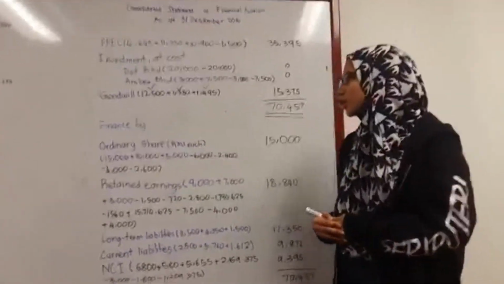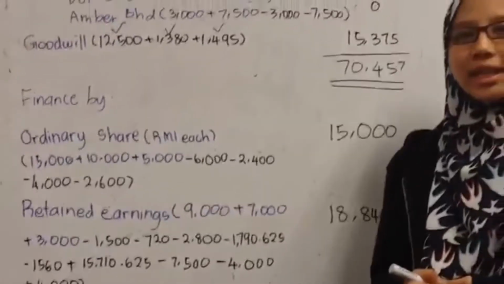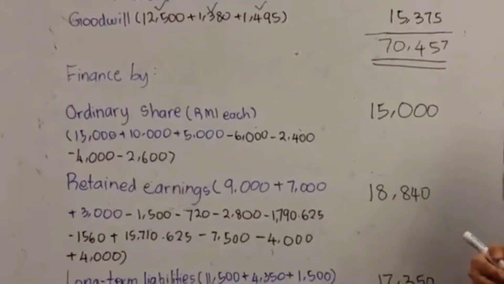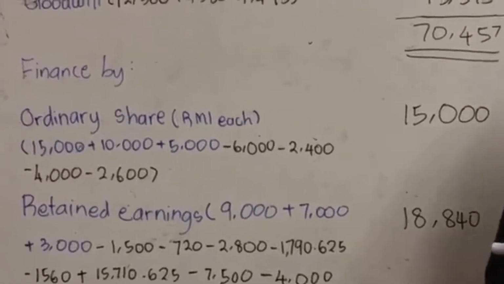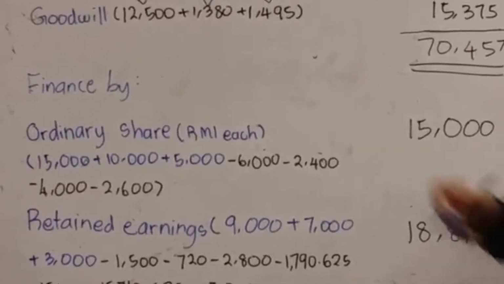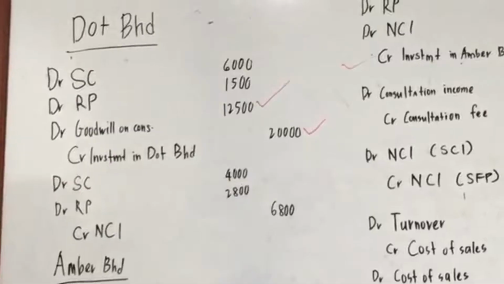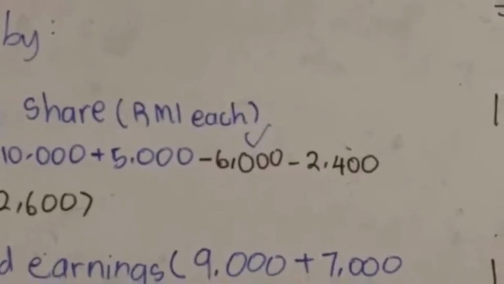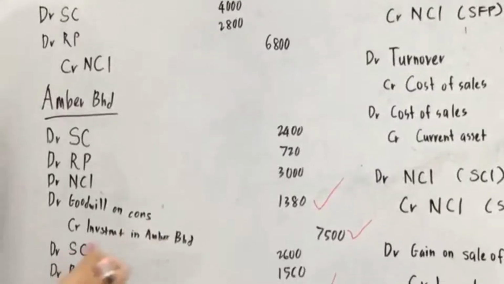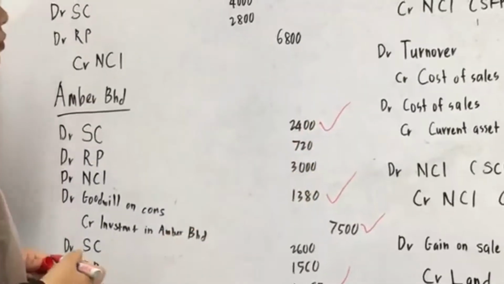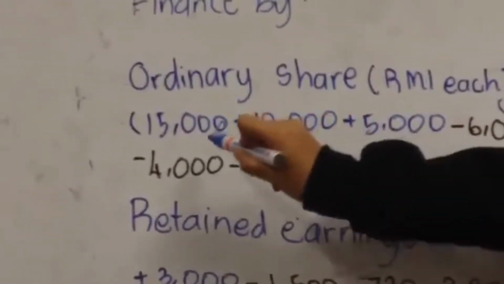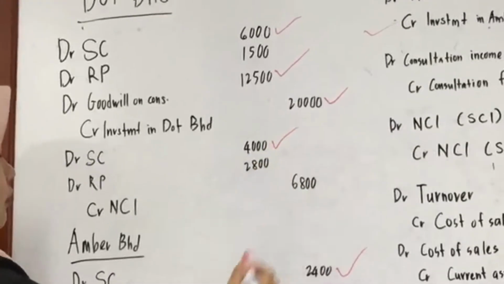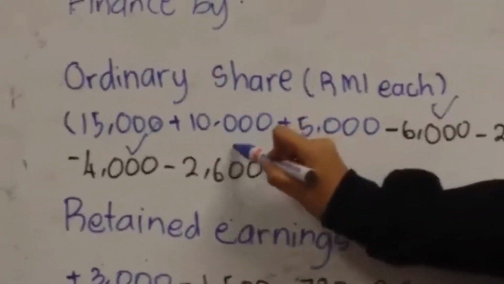Okay, so as for ordinary share, we want to eliminate all the accounts before we acquire the company. So we need to eliminate the ordinary share before the acquisition. So we need to minus all the ordinary share that we debit. So first we need to minus the 6,000. And after that we need to minus the 2,400. And we minus 4,000. And lastly we minus the 2,600.